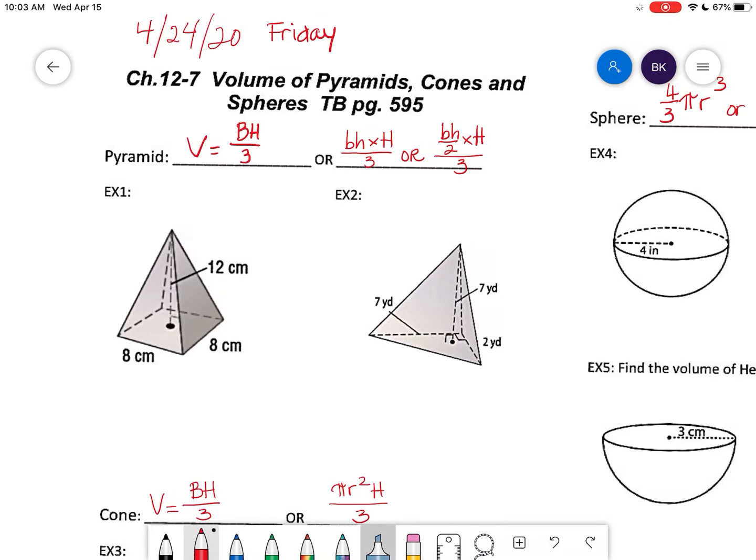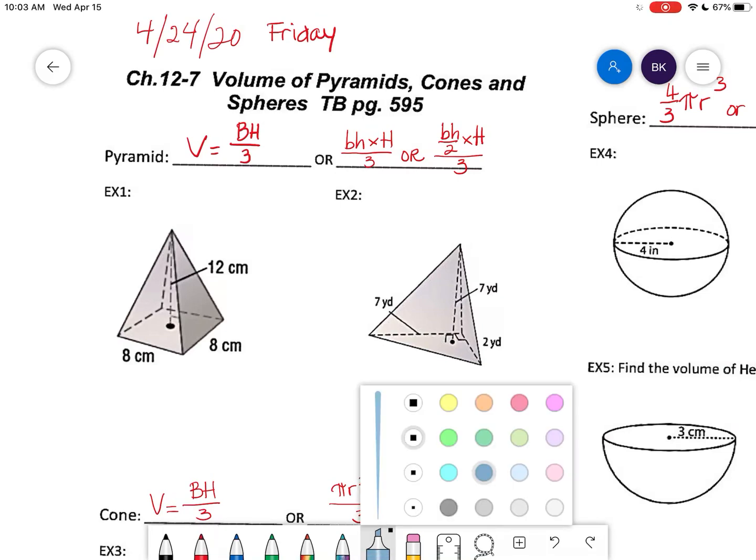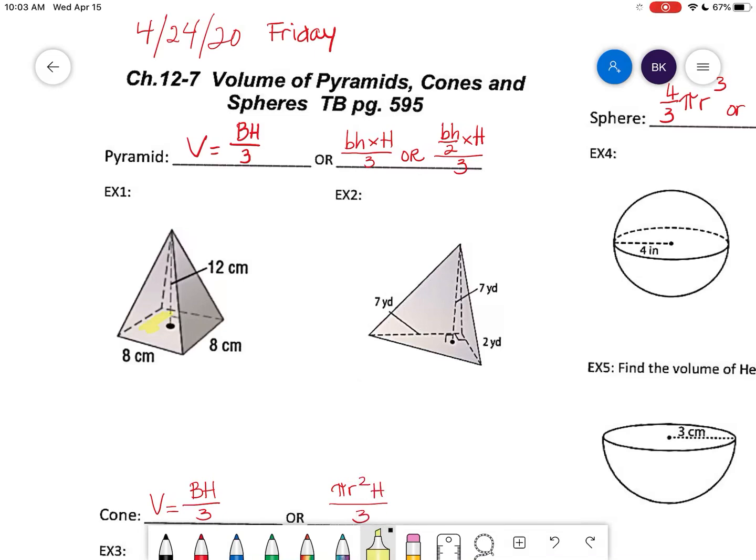In this case, I'm going to highlight our base, and our base is the side the shape is sitting on, and that is a square because you see 8 and 8, so that's the length and the width of the base. And then the height of the pyramid drops down from the top vertex directly onto the middle of the base, okay. So the height is 12.